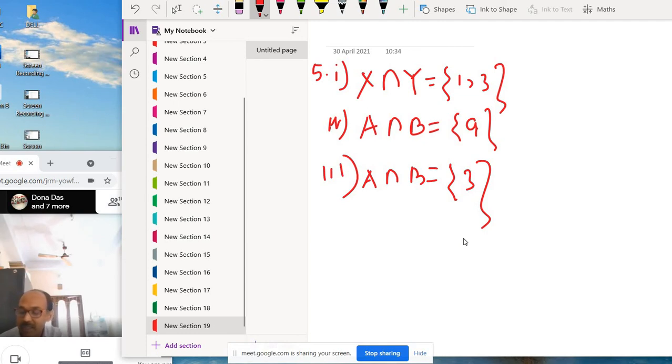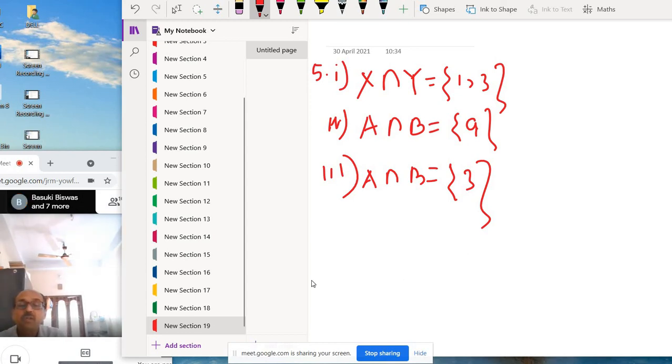So A set is 2, 3, 4, 5, 6, and B set is 7, 8, 9. What is common? Is any number common? No, sir. No common point is there between 2, 3, 4, 5, 6 and 7, 8, 9. So it is a null set.